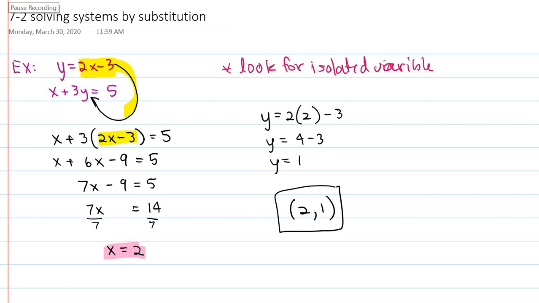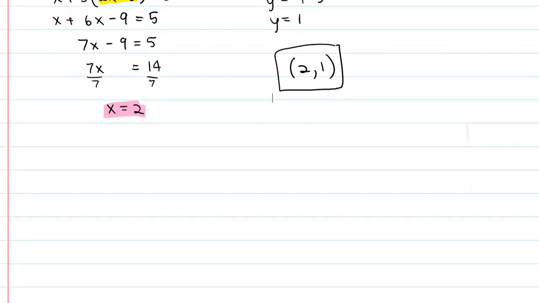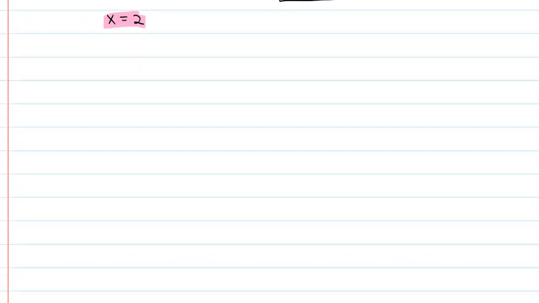Let's do a second example for solving systems using substitution. Let's say, what if you actually don't have an isolated variable to begin with? So here we go. Our equations are negative 5x minus y equals 12, and 3x minus 5y equals 4.